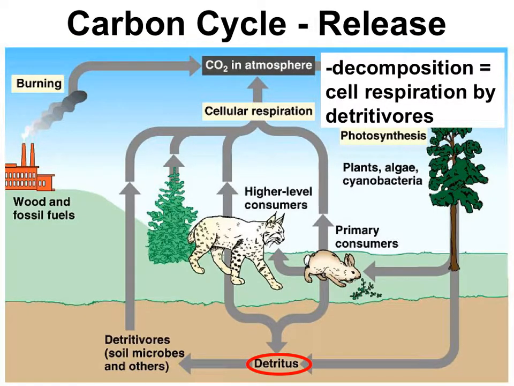Next, there's decomposition. When organisms die, have fecal waste, or lose parts like shedding fur or losing leaves, the body parts and waste decompose. Collectively, dead organisms, organism parts, and waste are called detritus. Detritus is the food for detritivores, and when detritivores decompose detritus, the decomposers are doing cellular respiration. And this cellular respiration releases carbon dioxide back into the atmosphere.